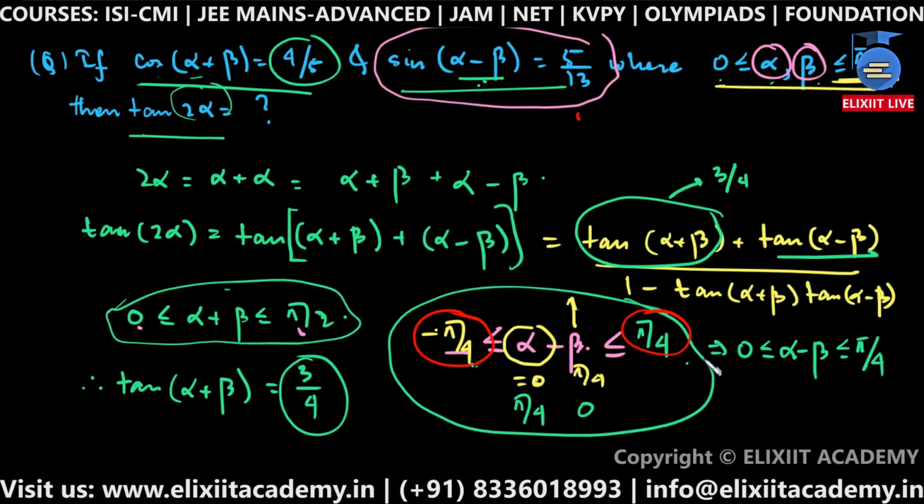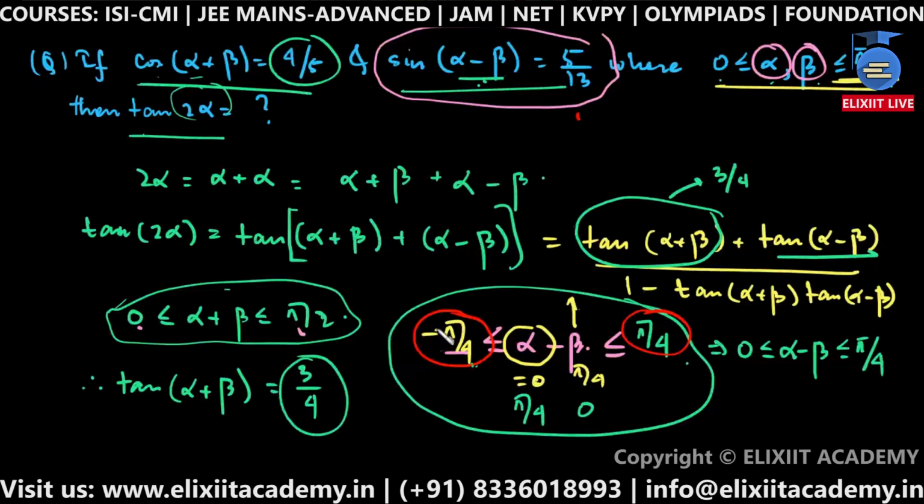So, once again I'm repeating, sine theta's part is positive in this case. The angle alpha minus beta cannot lie between minus pi by 4 and pi by 4. The minimum should have been 0, and not minus pi by 4. So we have from 0 to pi by 4. So alpha minus beta, this theta's part, actually lies between 0 and pi by 4.